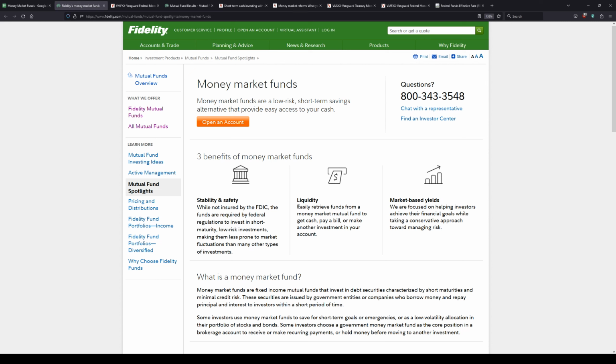I think for Vanguard, when you process a redemption from a money market fund, it takes about 1 to 2 days for it to hit your bank account, which is still not bad, but I've just been very impressed with Fidelity's speed in that process.